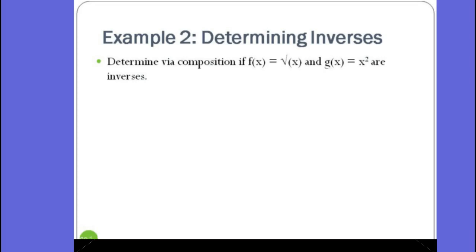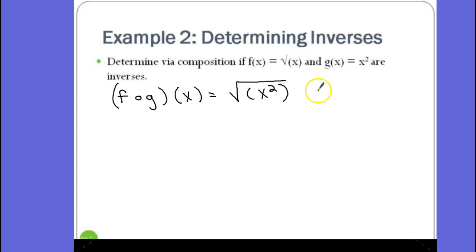Okay, determine via composition if f of x equals the square root of x and g of x equals x squared are inverses. So we have f of g of x. What that means is we're going to put g into f. So you have the square root of x squared. By definition, the square root of x squared is the absolute value of x.